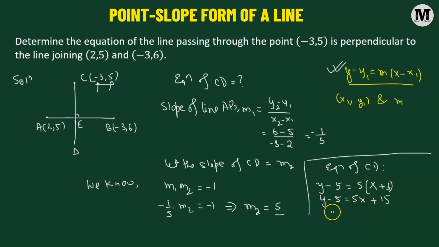So let's rearrange the terms. We get 5x minus y plus 20 equals 0. So this is going to be the required equation of the line which passes through the point (-3, 5) and is perpendicular to the line formed by joining (2, 5) and (-3, 6).